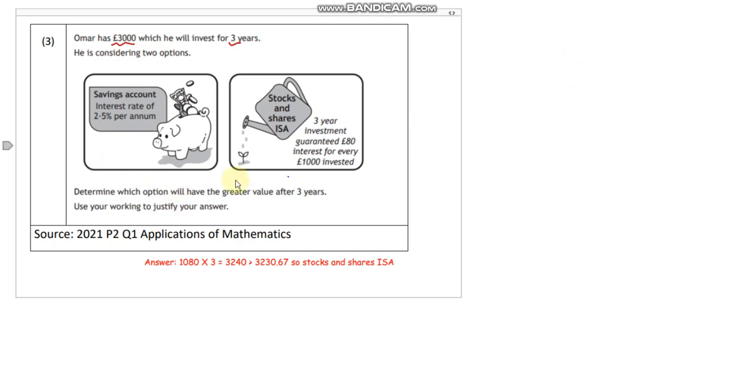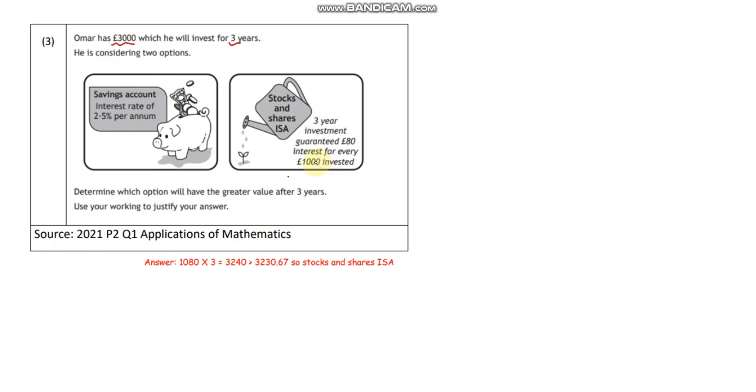So anyway, determine which option is better. You've got that one, and then you've also got a 3-year investment with a guaranteed £80 for every £1,000 invested. So again, I would be talking about the savings, and I'd be talking about the stocks. And again, get your headings down just so you're not mixing things up.